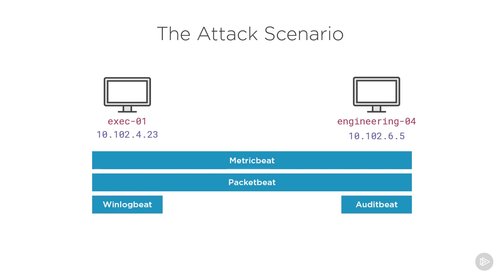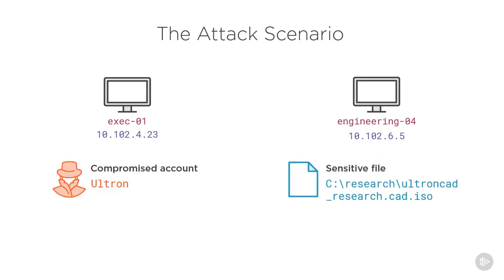For Execo1, we also capture Windows event logs, and for Engineering04, Auditbeat is deployed. Some other key information that we need to be aware of is that Execo1 is already compromised, and there is also a compromised user account created named Ultron. On Engineering04, this might seem unrelated, but we have detections in place for a sensitive file in the research folder. The file is called ultroncad_research.cad.iso.